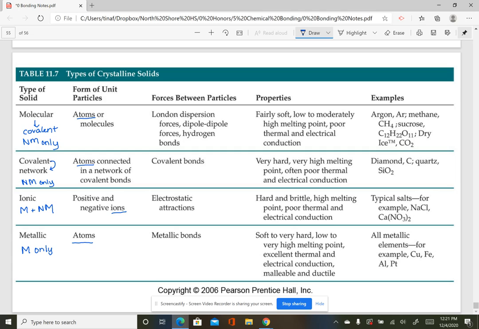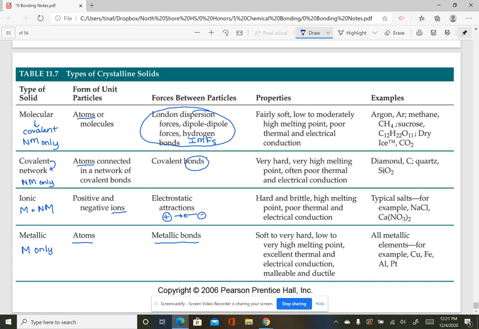Forces between particles. So in metals, we have metallic bonding. In ionic compounds, remember talking about electrostatic attractions? That was your positive being attracted to your negative. That's what's holding the particles together. In a network solid, we have covalent bonds, where in a molecular solid, these are all IMFs.